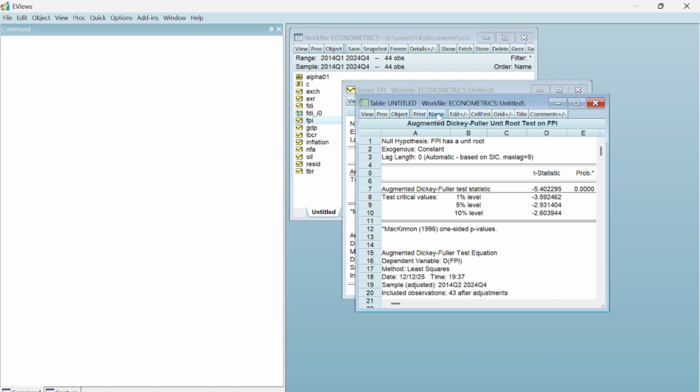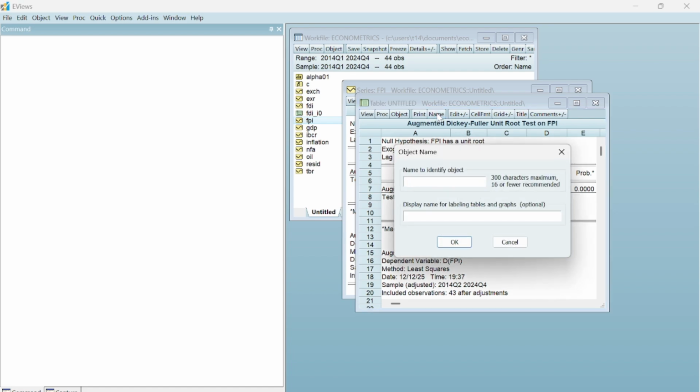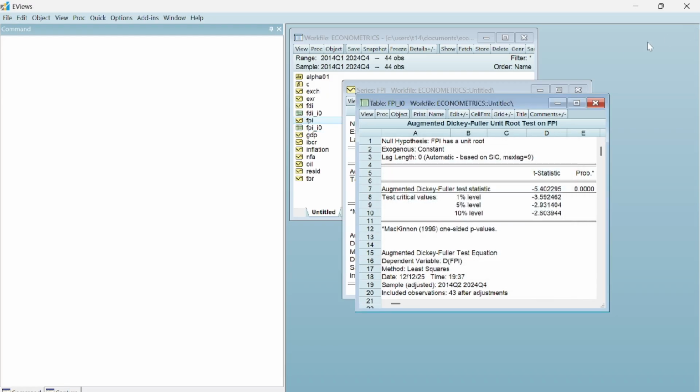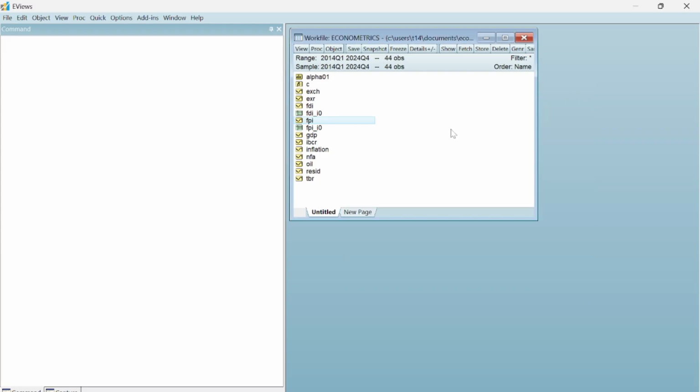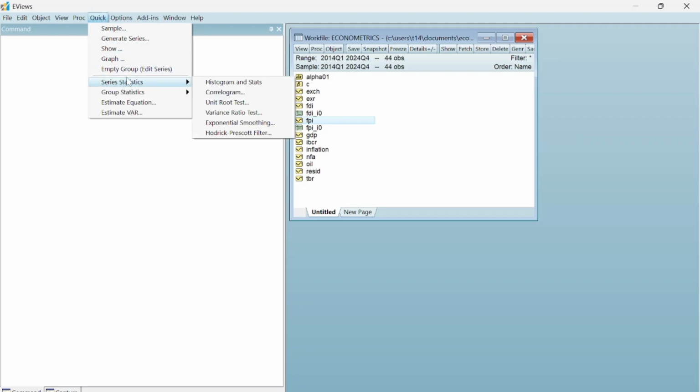We can also freeze and name it FPI_I0. I'm trying to look for the one that will not be significant at levels. What I was trying to explain before, let me just run it before I check for another variable. We will try to check as much as we can so that we can get a full grasp of what I'm talking about.